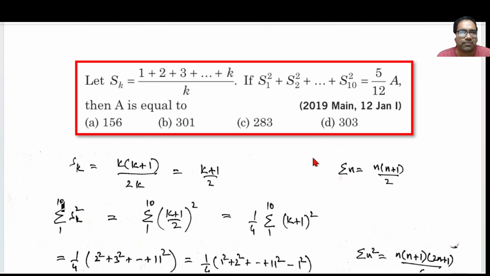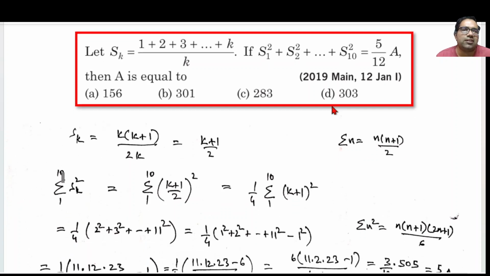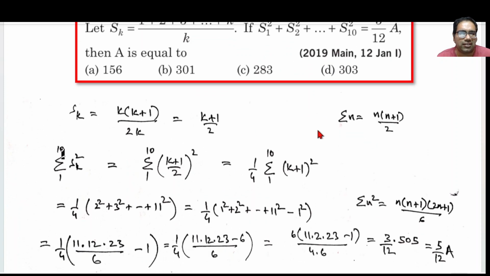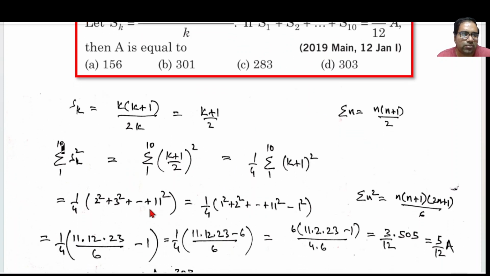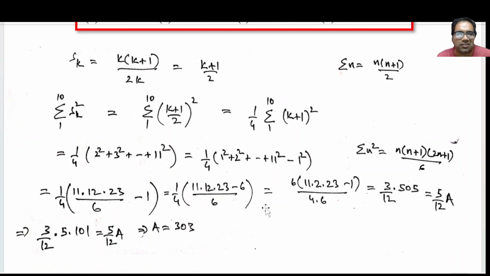Very simple problem, just that we have to be careful. First thing is we have to simplify this using the n into n plus 1 by 2 formula. We have to simplify this to k plus 1 by 2. Then this becomes very straightforward. The straightforward way is to calculate the sum of squares of first n natural numbers. Here it is starting with 2, that's why we add 1 and subtract 1, to make it the sum of squares of first n natural numbers.